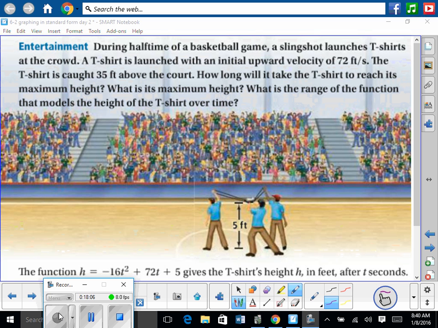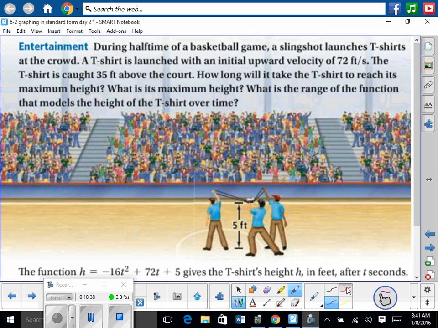During halftime of a basketball game, a slingshot launches a t-shirt at the crowd. A t-shirt is launched with an initial upward velocity of 72 feet per second. The t-shirt is caught at 35 feet above the court. How long will it take the t-shirt to reach its maximum height? What is the maximum height? What is the range of the function that models the height of the t-shirt over time? It gives you the function h is equal to negative 16t squared plus 72t plus 5, which gives the t-shirt's height in feet. So it gives us the function.